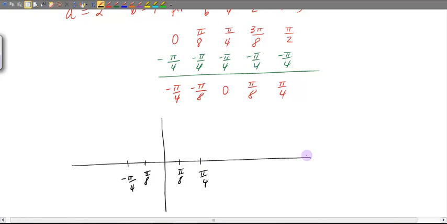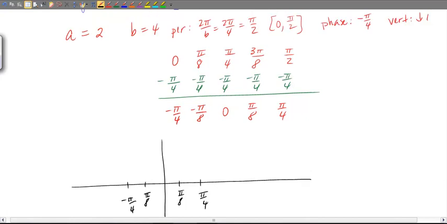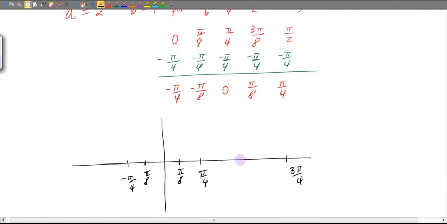If I continue my period in the positive direction, I can graph an entire another period by adding pi over 2, because that's the period of this function. I can graph another segment by adding pi over 2 to pi over 4. So what is 1/4 plus 1/2? Well, that would be 3/4, or 3 pi over 4.